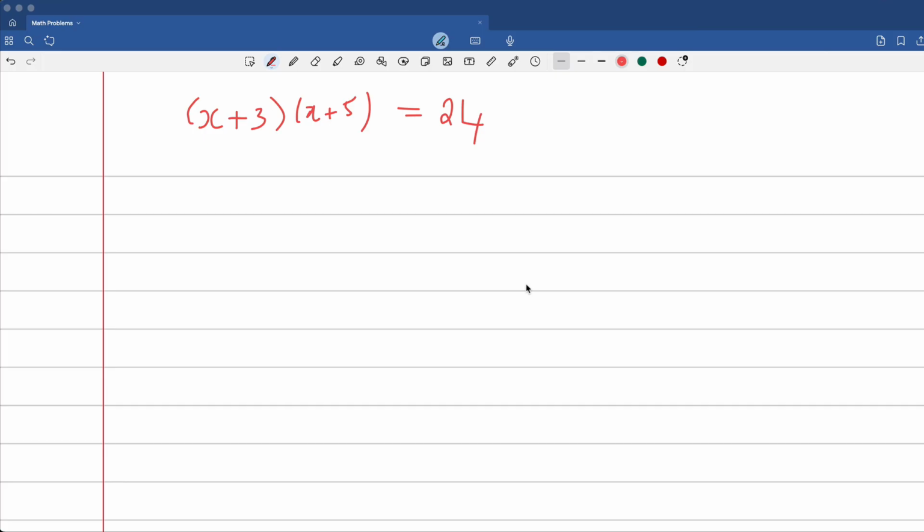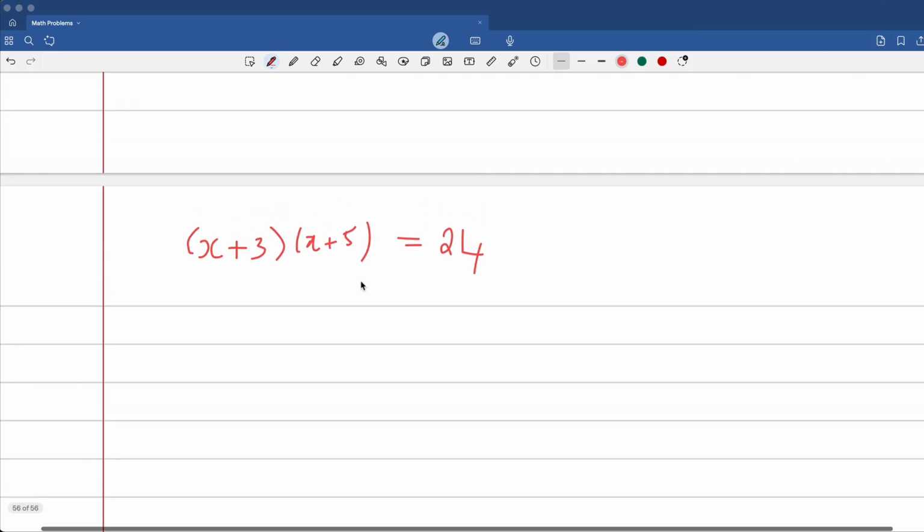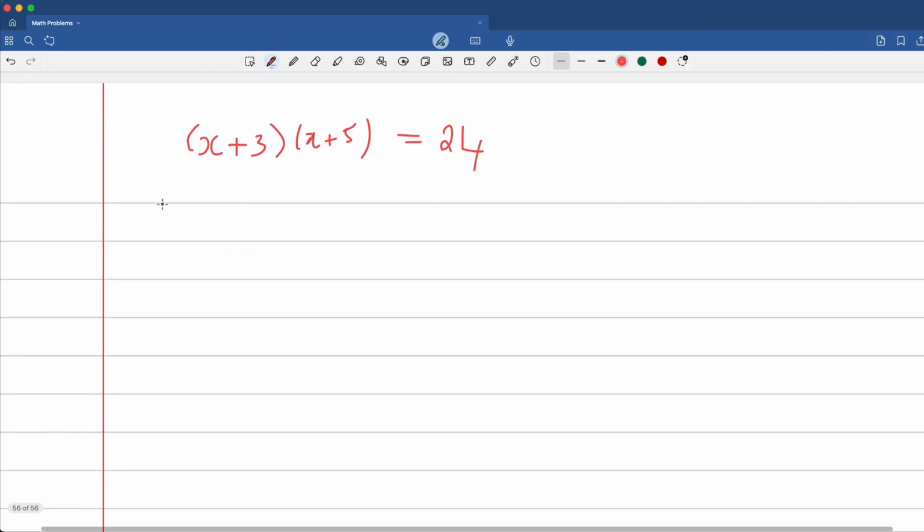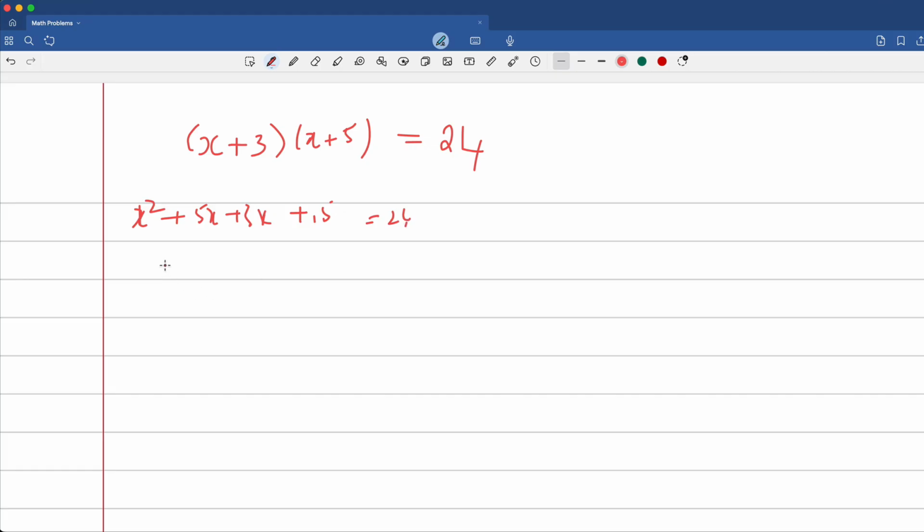Alright, welcome back. Chances are you went the traditional way, right? Which was you basically expanded this out, you made it as x square plus 5x plus 3x plus 15 is equal to 24. So x square plus 8x plus 15 minus 24 is equal to 0. So x square plus 8x minus 9 is equal to 0.